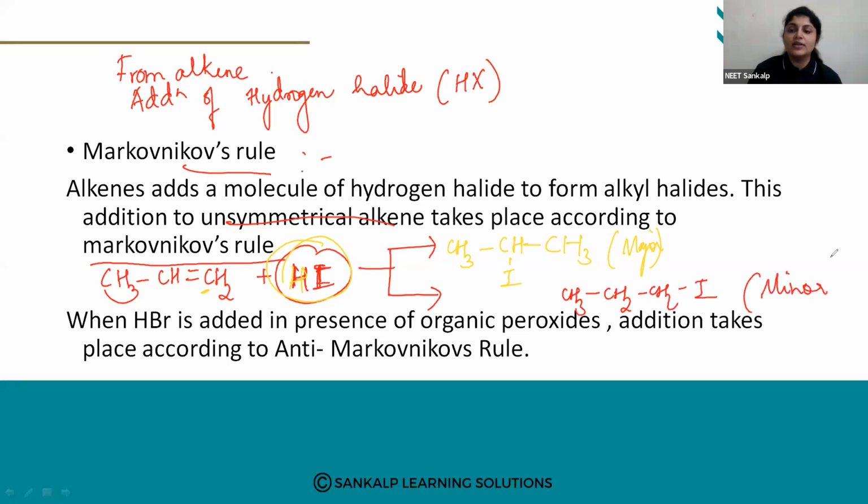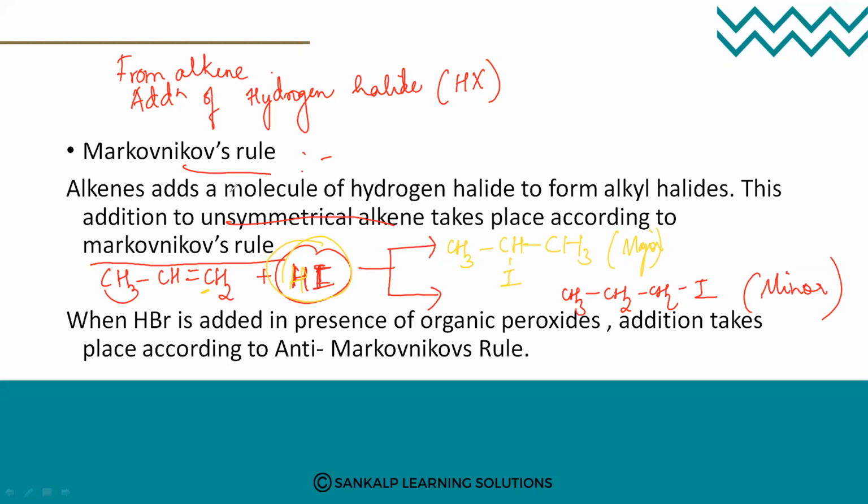So here what is happening? Here the negative part is added to the carbon having more number of hydrogen atoms, and hydrogen is added to the carbon having less number of hydrogen atoms. So this is Markovnikov's rule. So what does Markovnikov's rule state? By this also you can prepare your haloalkanes. So whenever you have unsymmetrical alkenes, you can follow Markovnikov's rule.